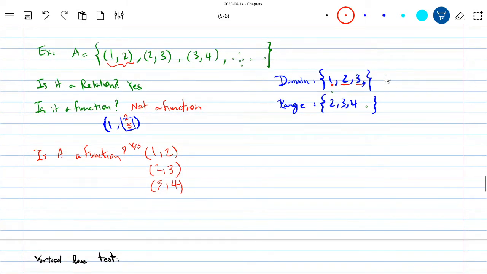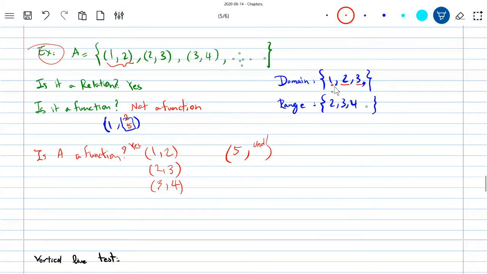Okay, so you check all the entries in the domain. If I pick an x value, something like 5, and I ask you what is the y value in this example, if I pick 5 as an entry, what would be the y value? You have no y value.